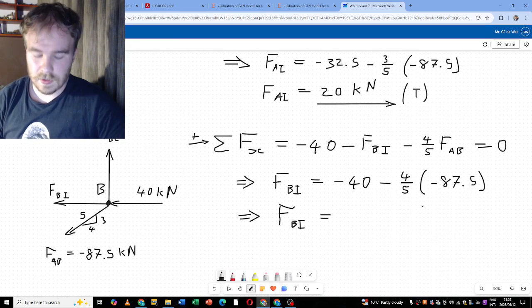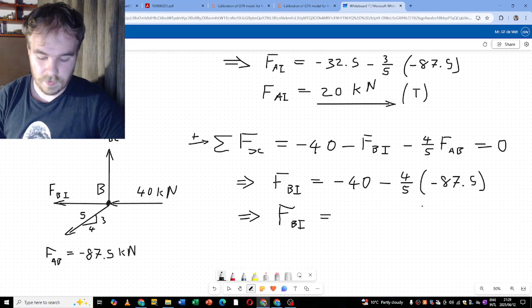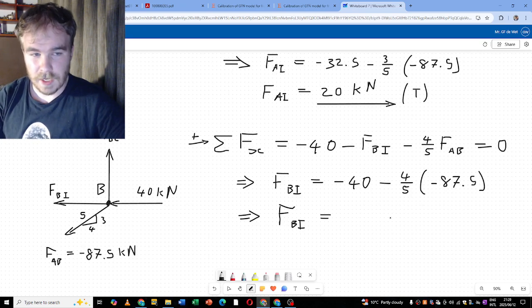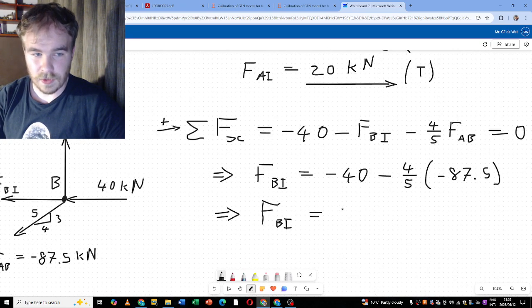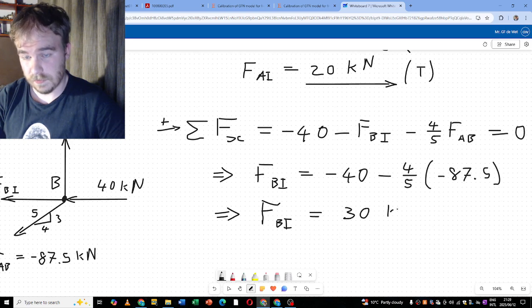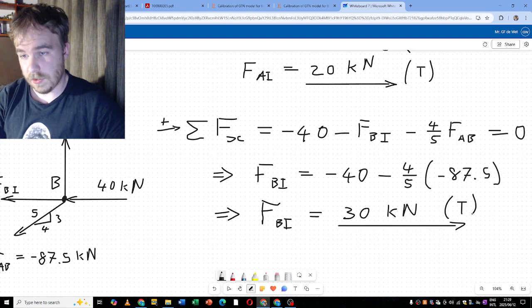And then we can get the answer for that. So it's minus 40, sorry. Minus 40 minus 4 over 5 times minus 87.5. So we get a value of 30. And this will then be in tension.